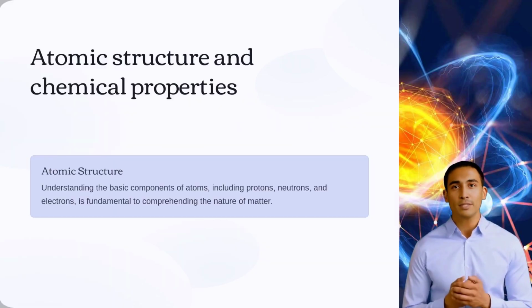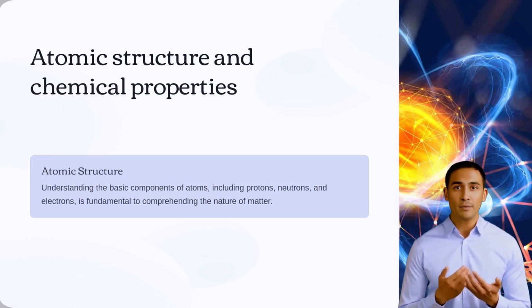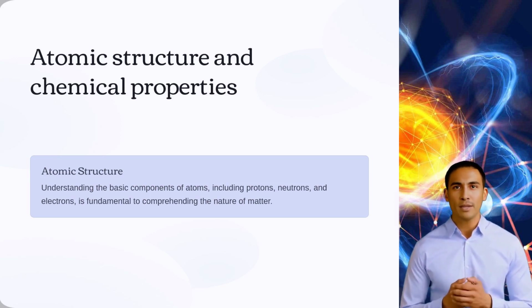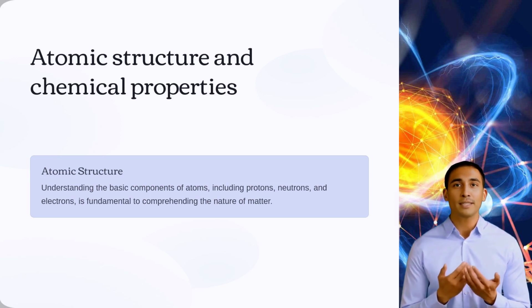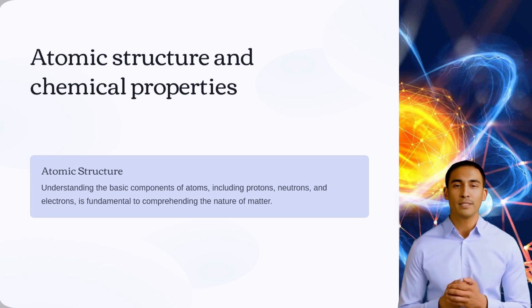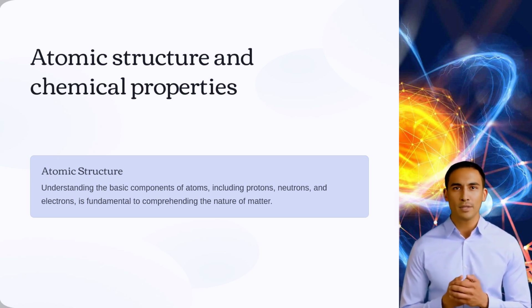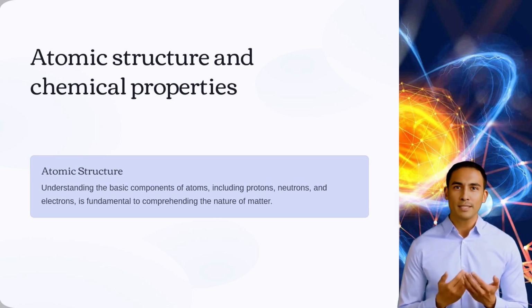Atoms are the fundamental units of matter, composed of three components: protons with a positive electrical charge, electrons with a negative charge, and neutrons with no electrical charge. These components form the atom's nucleus and are surrounded by electron shells, with the arrangement of these components determining their chemical properties. Comprehension of the structure of atoms is vital to understanding the nature of matter.